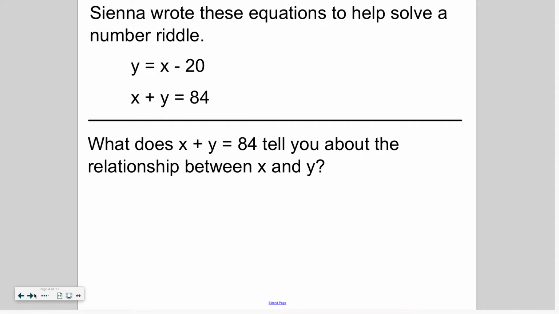Does it have to be whole numbers? No, it could be a fraction. It could be 80 and a half plus 3 and a half. Right? That would be a coordinate on your line.